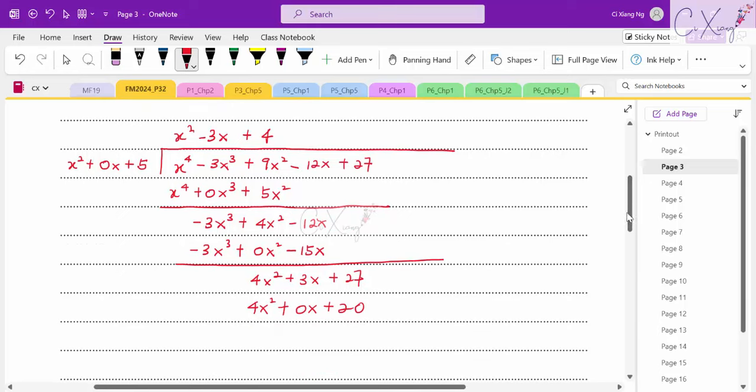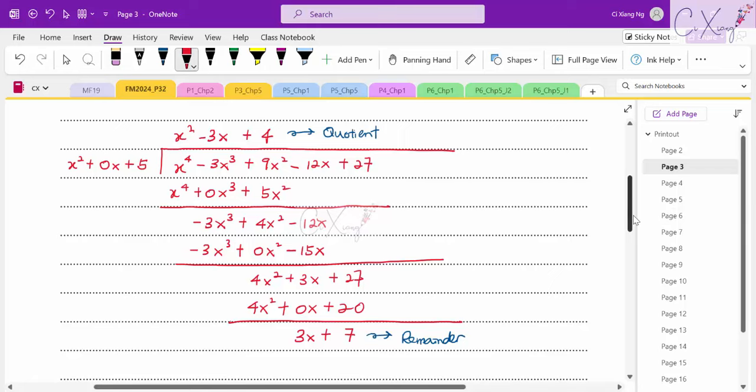Okay, so there's no more term that I can pull down anymore. So what I am going to do is calculate the remainder. 4x squared minus 4x squared, I got 0. Then 3x minus 0, I'm having 3x. Then 27 minus 20, I'm having a 7. Okay, so from here we should know that the top part we call the quotient, and this bottom part here we call the remainder. So this question is asking us to find the quotient and remainder.